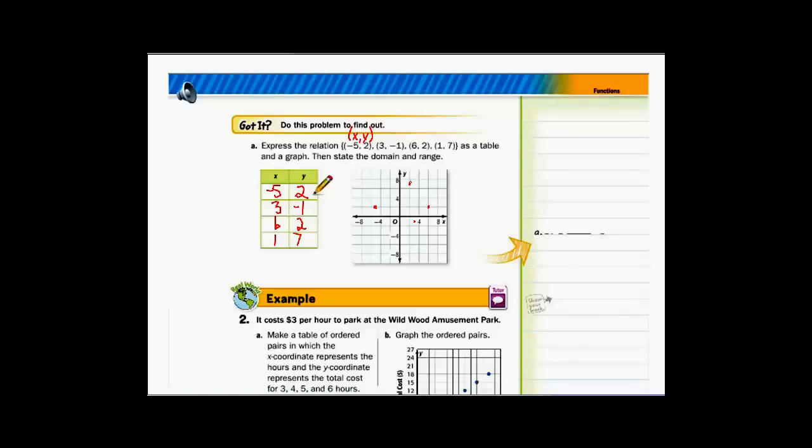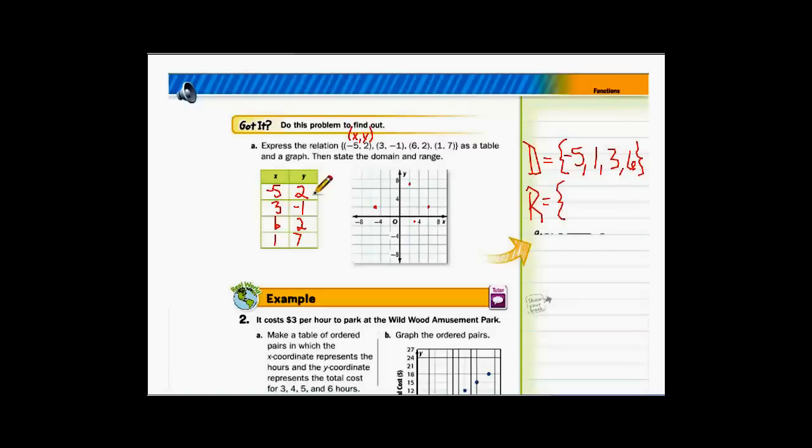So I'm going to list domain. If you don't want to write out domain, you don't have to. Domain, I'm going to take it from the chart just because it's easier to see than trying to pick out all of these. So domain listed from least to greatest: -5, 1, 3, 6.